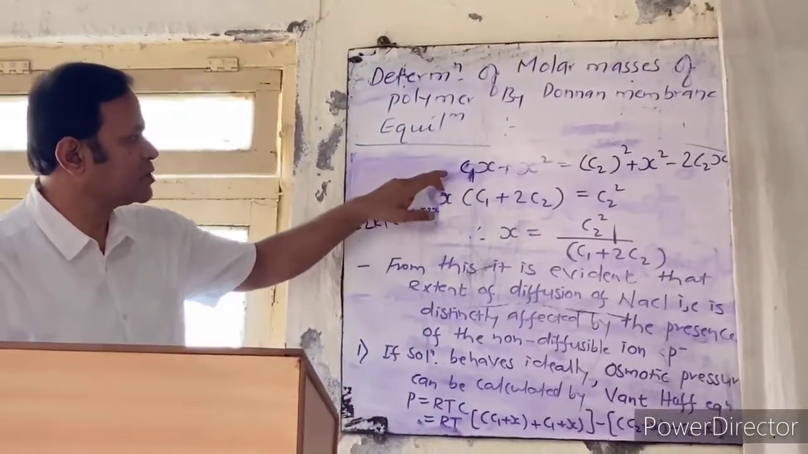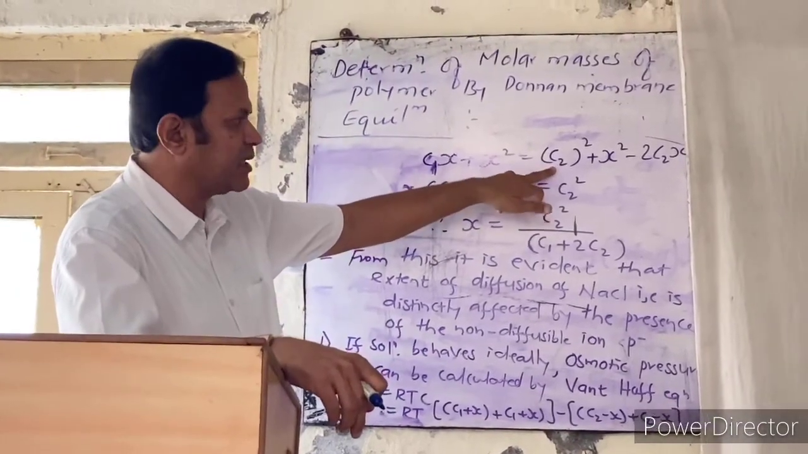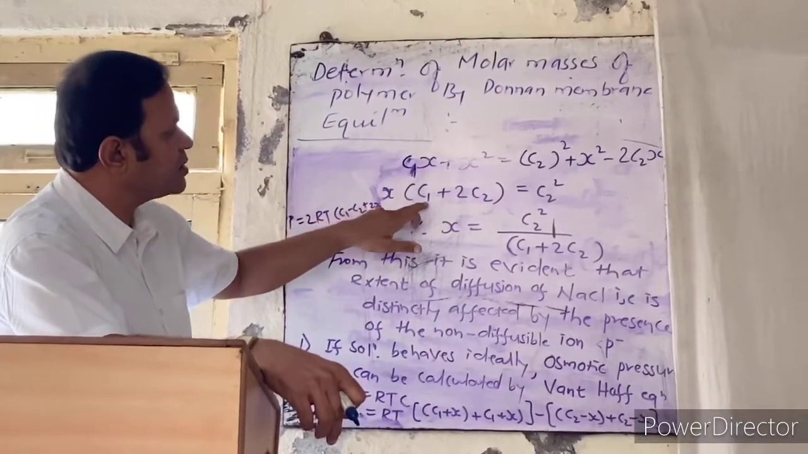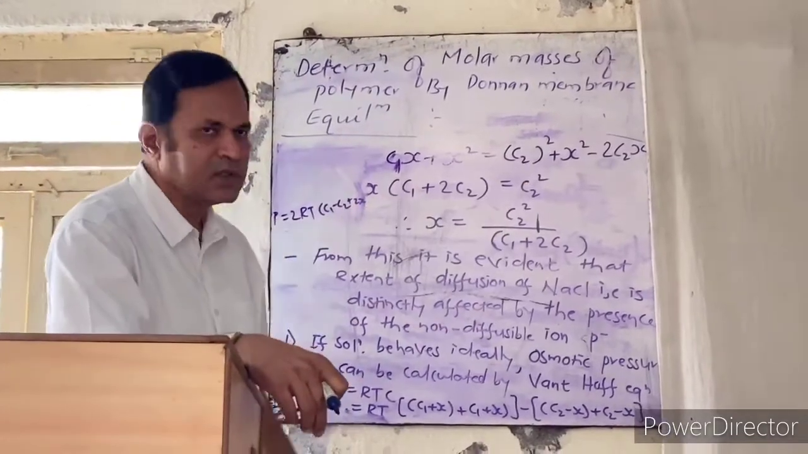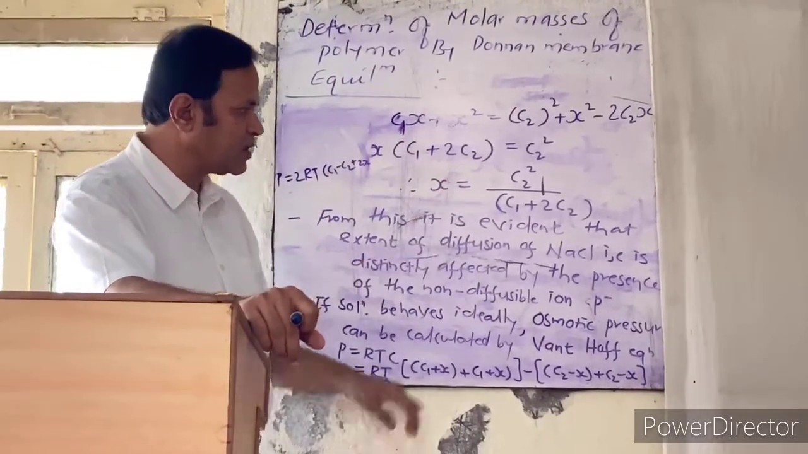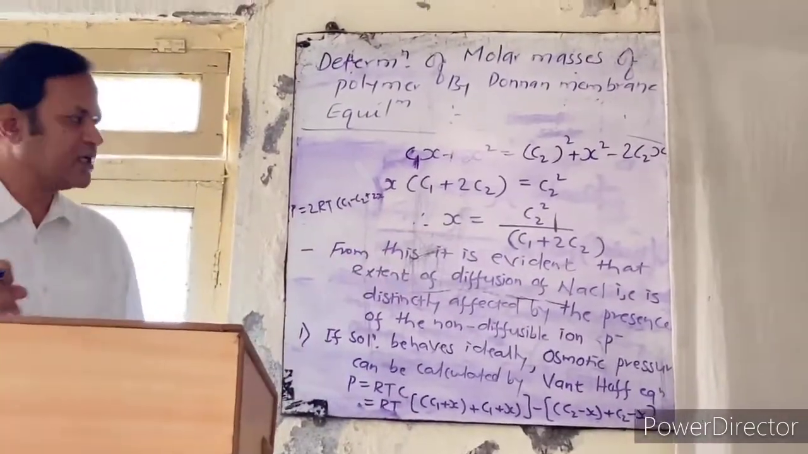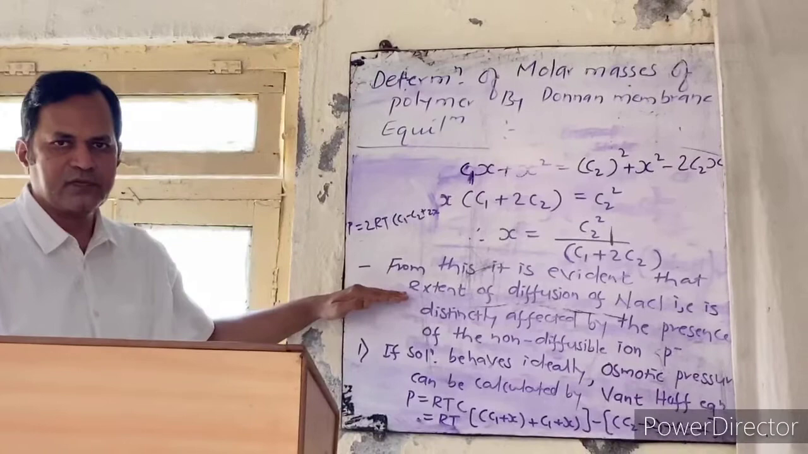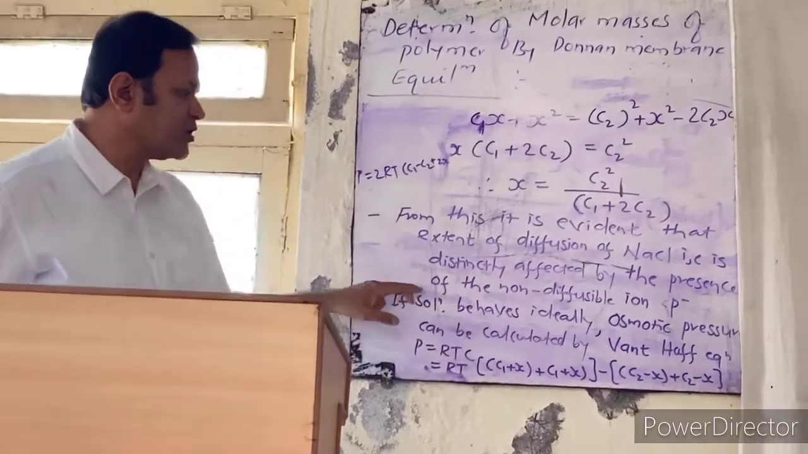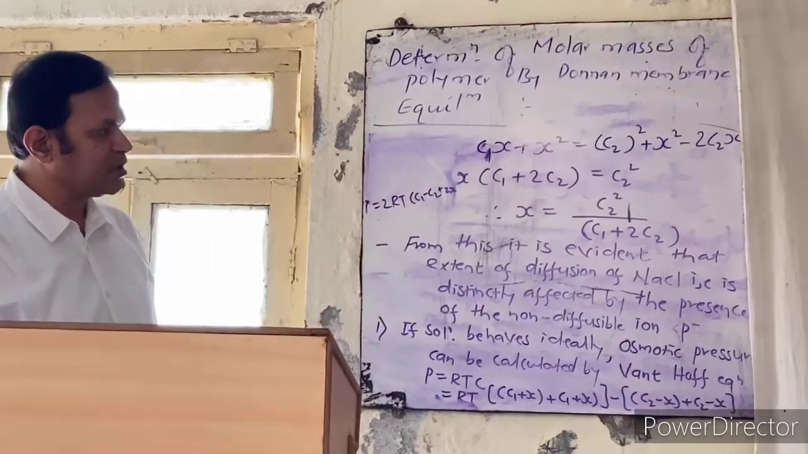This is the Donnan membrane equation. C1X plus X squared is equal to C2 squared plus X squared minus 2C2X. Now X times (C1 plus 2C2) is equal to C2 squared. After simplification we get X equal to C2 squared divided by (C1 plus 2C2). From this it is evident that the extent of diffusion of sodium chloride is distinctly affected by the presence of the non-diffusible ion, that is the protein carrying a negative charge. From this we can conclude three different points.